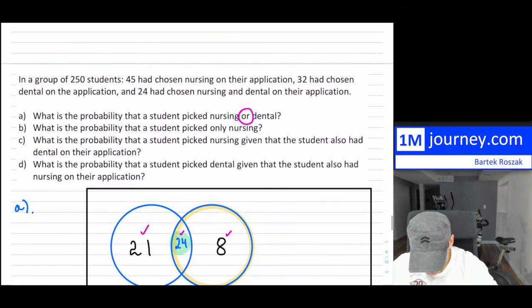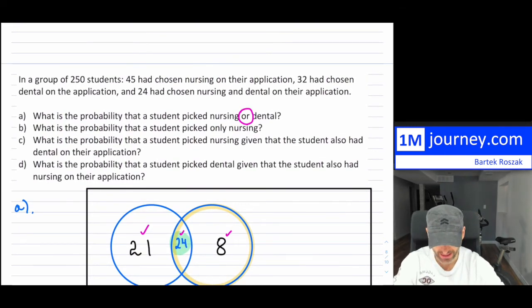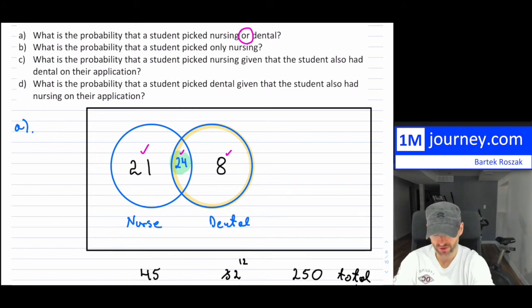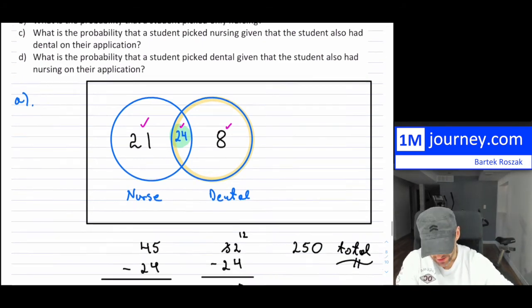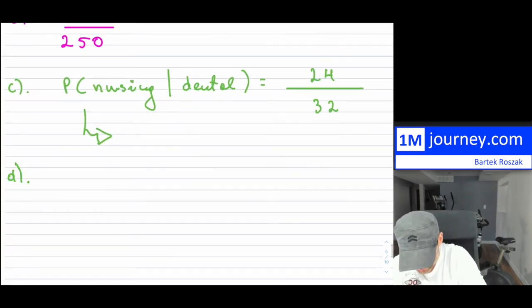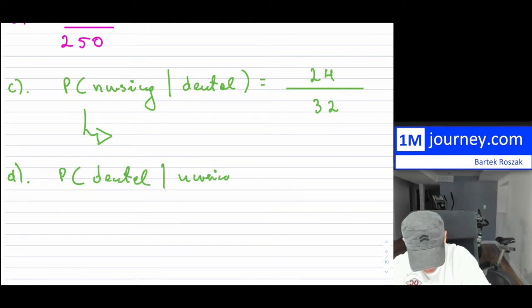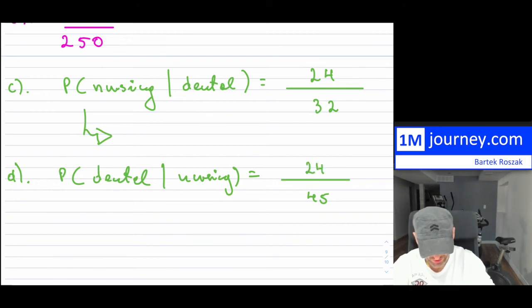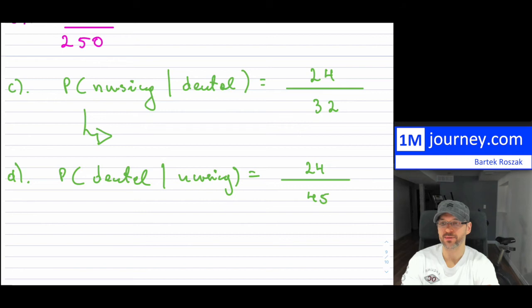So this last one: what is the probability that a student picked dental given that a student also had nursing on their application? So this is kind of the opposite one. So for part D, we have the probability of dental given that nursing was on the application. Well, nursing on the application means there were 45, and again, the intersection is 24. So that would have been the probability here.